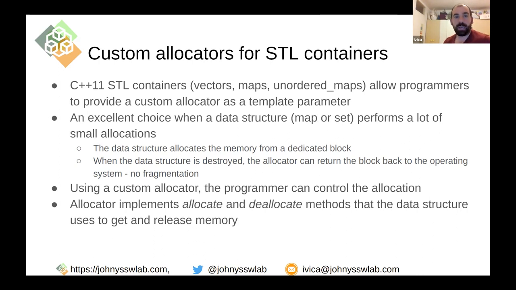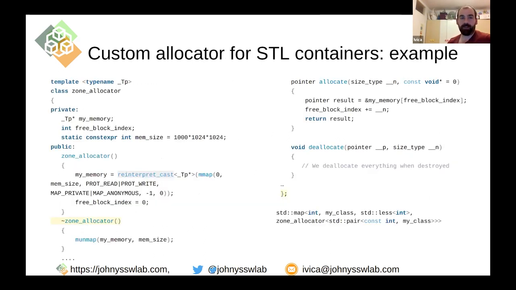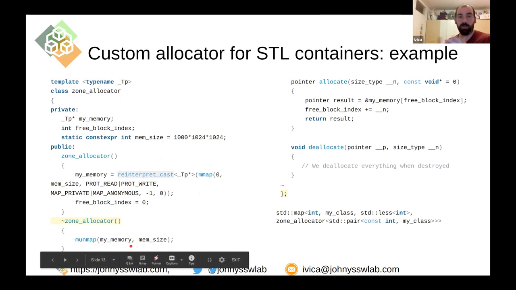So custom allocators. Here's an example of a custom allocator. We call it a zone allocator. So what is a zone allocator? It's a simple allocator which, when created, just uses mmap. mmap is a system call on Linux to get a large block of memory from the operating system. When destroyed, it uses munmap, so it returns the whole block.